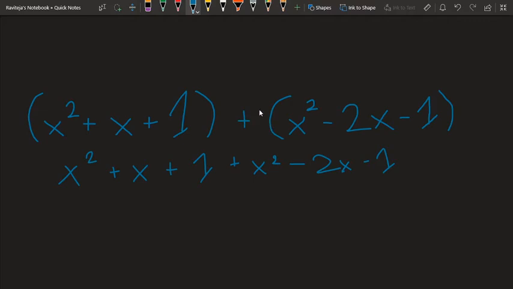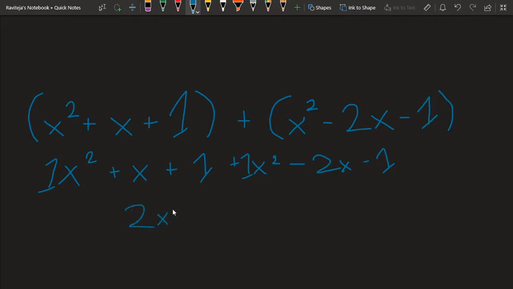Since we don't have to distribute the 1 anymore, and we know that we can just remove the parentheses and move on, it's time to combine like terms. Let's start off with our x squared. We have a positive x squared here and another positive x squared here. These x squareds basically have a 1 in front of them. 1x squared and x squared are basically the same thing. So we would add 1 and 1 and get 2x squared.